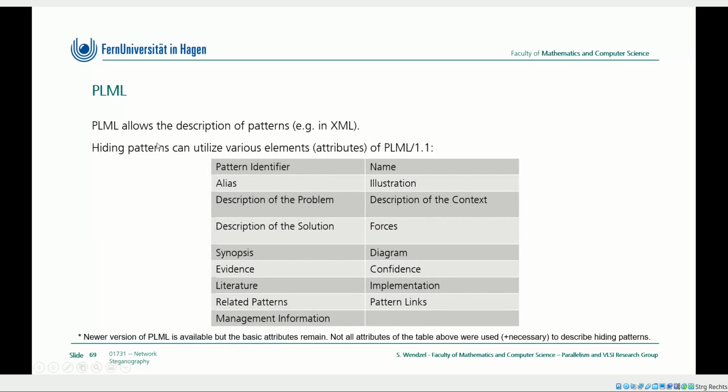PALML in version 1.1, which was originally used for describing network steganography methods, comprises several attributes like an identifier, a name, an alias, and so on. We don't need all of them. We just use a subset that I will show you soon. Usually these patterns are described using XML, but you can also have a textual table, for instance.